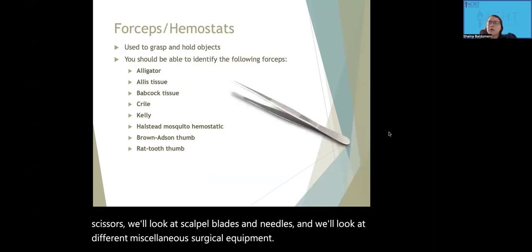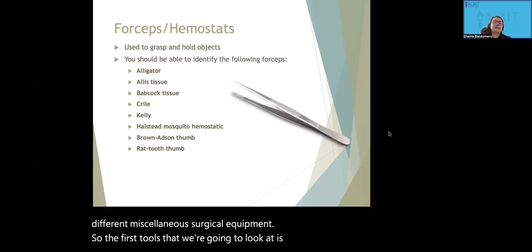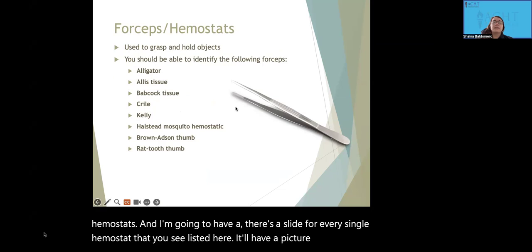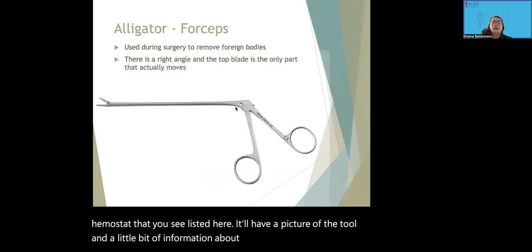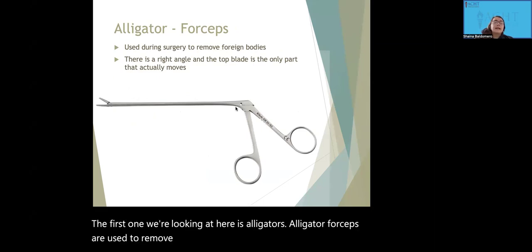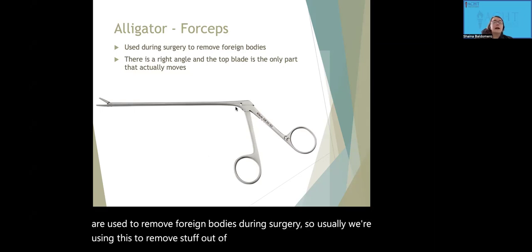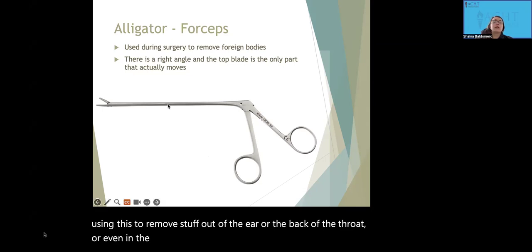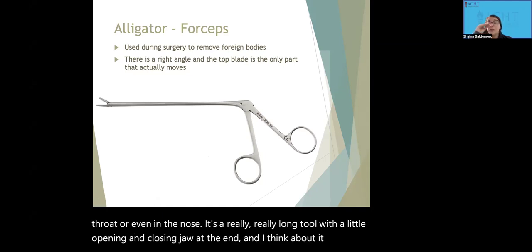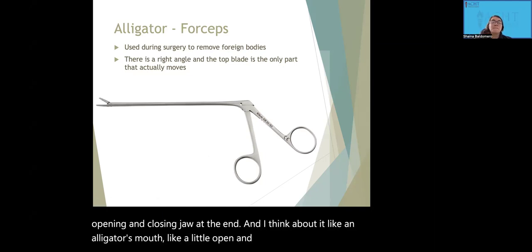So the first tools that we're going to look at are forceps and hemostats. There's a slide for every single hemostat that you see listed here. It'll have a picture of the tool and a little bit of information about each one. The first one we're looking at here is alligators. Alligator forceps are used to remove foreign bodies during surgery. So usually we're using this to remove stuff out of the ear or the back of the throat or even in the nose. It's a really, really long tool with a little opening and closing jaw at the end. I think about it like an alligator's mouth.